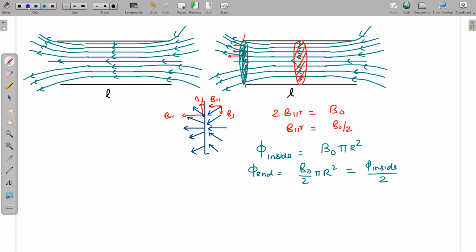So what does it mean? It means this is half flux. Half flux means half of these lines which are present in the central region are not exiting through this end phase. From the end phase, all the lines are not passing through. Some lines are exiting this solenoid. कुछ lines ऐसी हैं जो solenoid से बाहर निकल जाती हैं end phase पे पहुँचने से पहले ही.